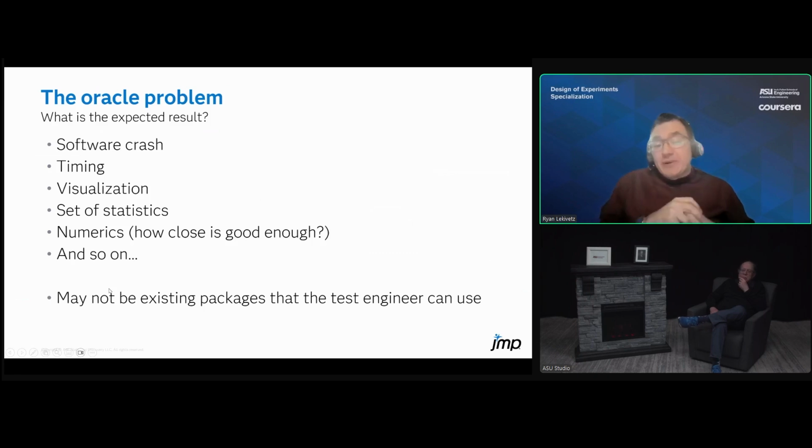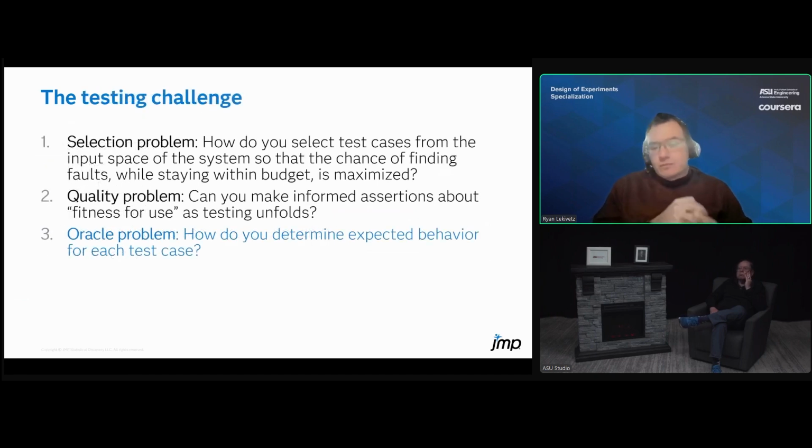The other challenging part is that there may not be existing packages that a test engineer can use. Right, so it's not uncommon that we'll have developers at JMP who are working on publishing a paper or some of the recent literature that they're trying to implement. Well, there may not be the existing packages for that. So in some sense, a test engineer has to go about figuring out how they can implement that in their own way to check that these results are correct. So again, that oracle problem really is a very difficult part that we have to deal with.